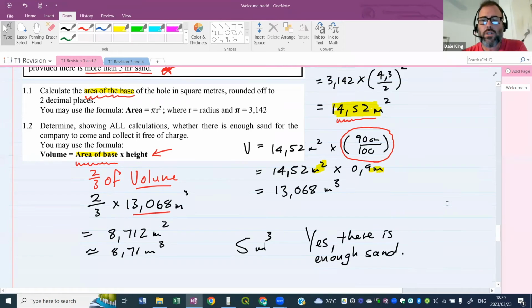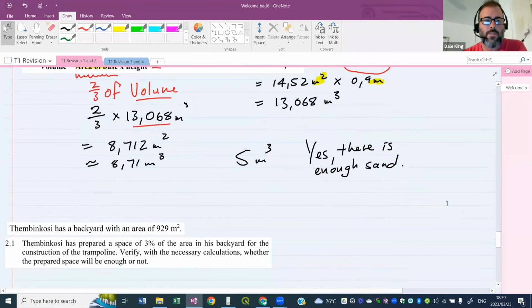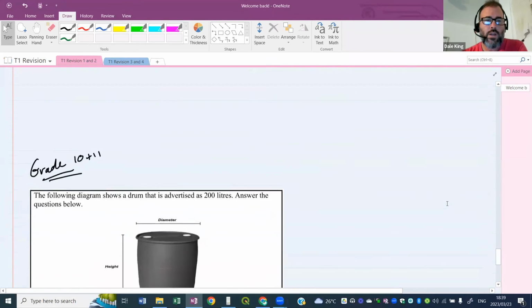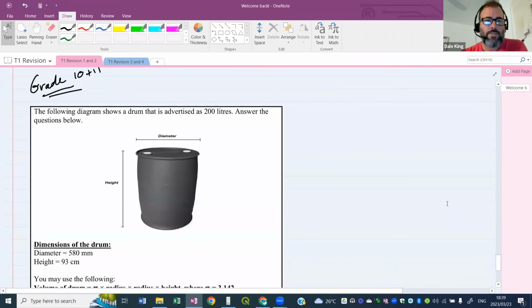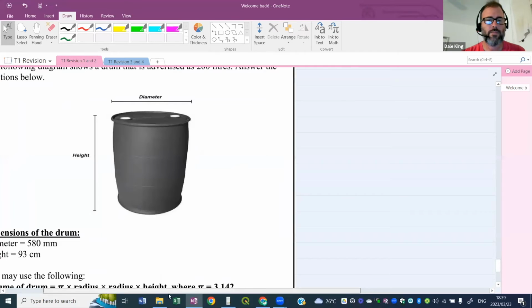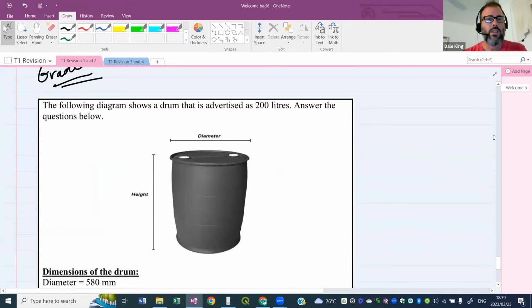So let's see another question. All right, let's see what this one says. I'm not even going to look at this 2.1. Okay, we're going to move on to this one here. All right, here's a new question. Let's have a look. It says, the following diagram shows a drum that is advertised as 200 liters. Answer the questions below. Now let's have a look at the drum. First of all, this doesn't look like, okay, you tell me what shape you guys see. You tell me what shape you see.